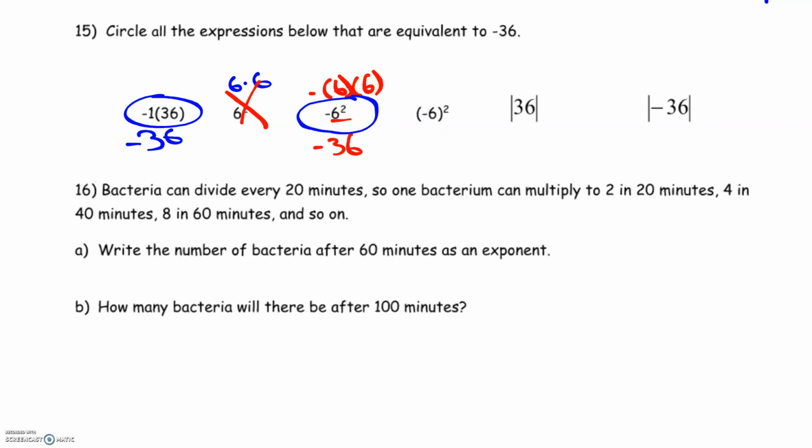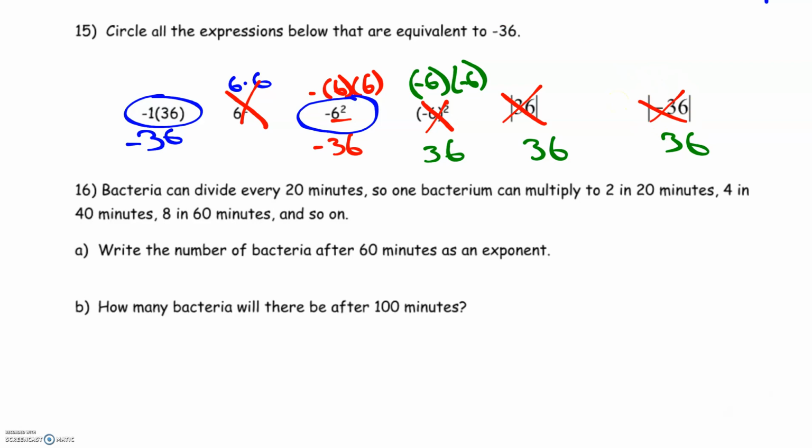The next one is negative 6 times negative 6, because both are enclosed in parentheses. So that's negative 6 times negative 6. We know a negative times a negative is a positive, so that gives us positive 36. So that is not the correct answer. The absolute value of 36 is simply 36. That is not the correct answer. And the absolute value of negative 36 is also 36. So again, that is not the correct answer.